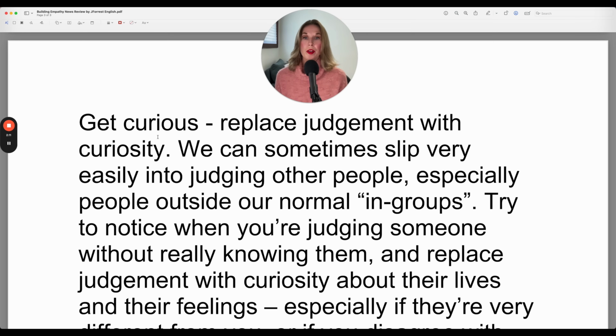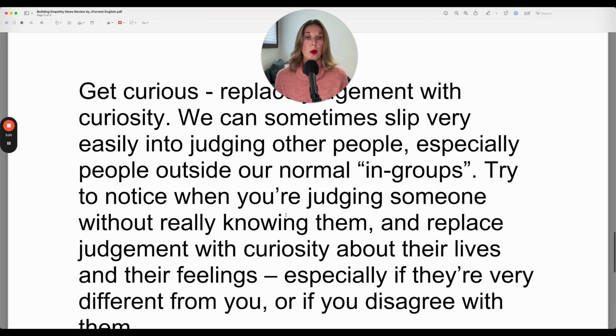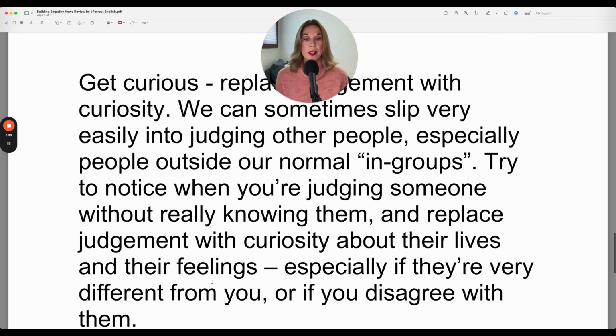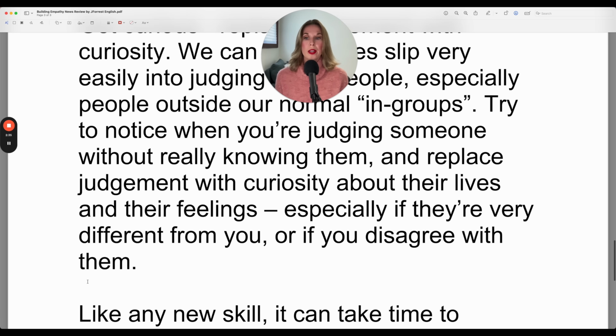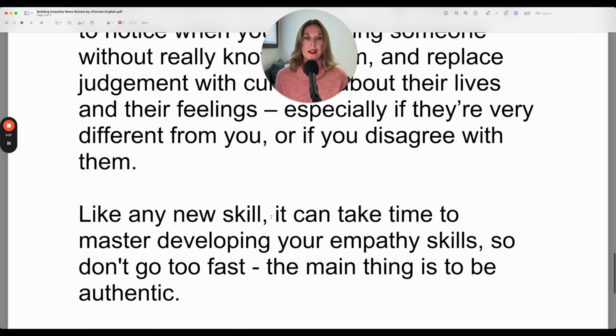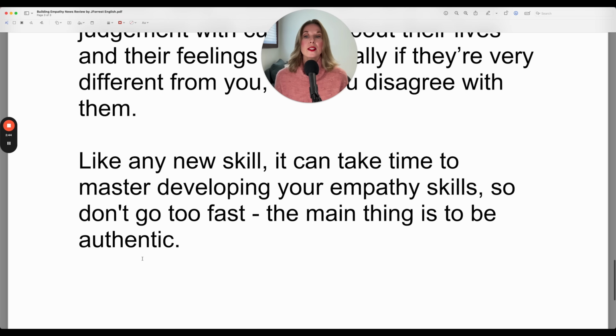Get curious. Replace judgment with curiosity. We can sometimes slip very easily into judging other people, especially people outside our normal in-groups. Try to notice when you're judging someone without really knowing them, and replace judgment with curiosity about their lives and their feelings, especially if they're very different from you or if you disagree with them. Like any new skill, it can take time to master developing your empathy skills. So don't go too fast. The main thing is to be authentic.